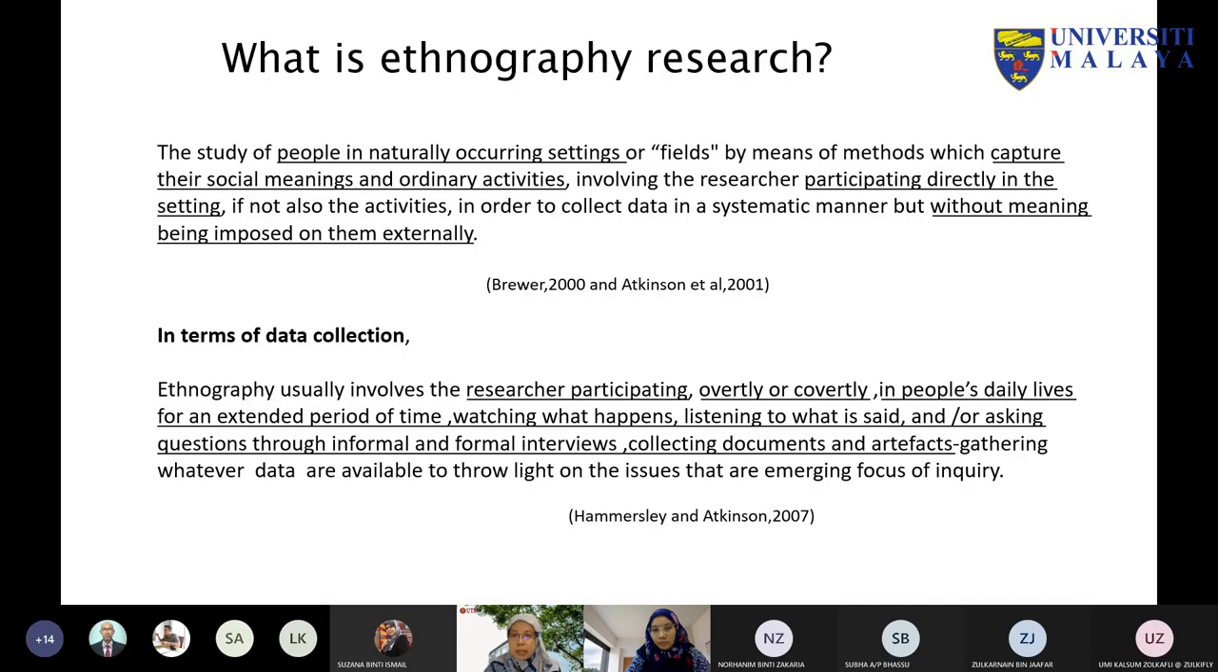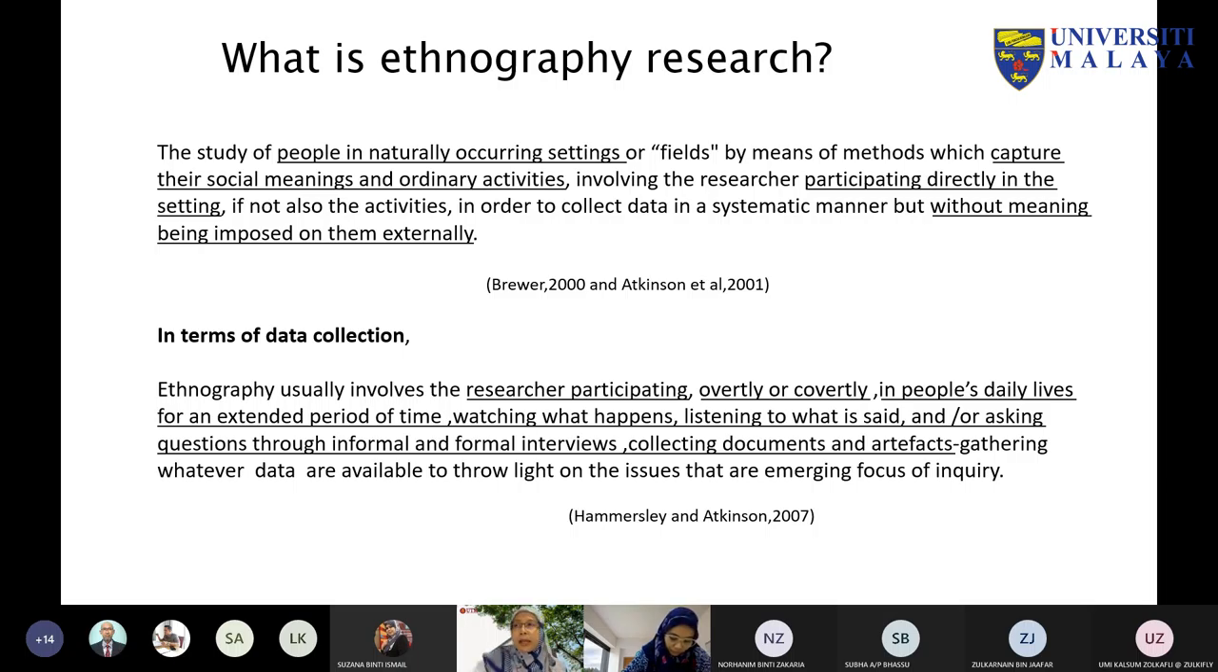So the third one is ethnography. Ethno is nation or people, graphia is writing. So you do a proper write-up about some people in some area of the nation. Basically in ethnography, you study people in naturally occurring settings. They are in a natural setting, for example aborigines, orang asli, orang kelainan upaya. They are naturally occurring settings. It looks like the same, but each approach has a very thin-line specific definition of its own, okay?